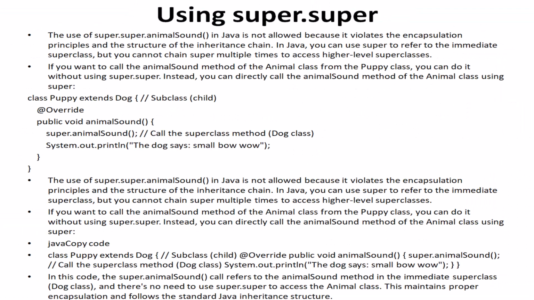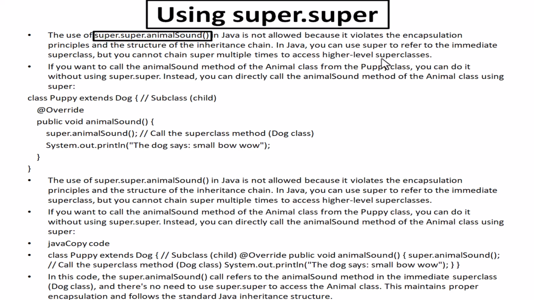Next, super.super. For example, there are some situations like this. The use of super.super.animalSound in Java is not allowed because it violates the encapsulation principles and the structure of the inheritance chain. In Java, you can use super to refer to the immediate superclass, but you cannot chain super multiple times to access higher-level superclasses. If you want to call the animalSound method of the Animal class from the Puppy class, you can do it without using super.super.